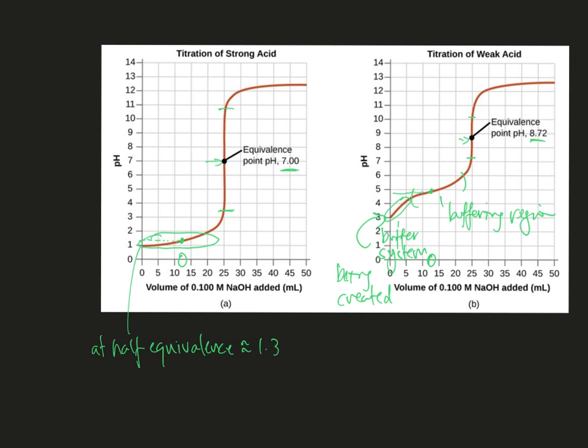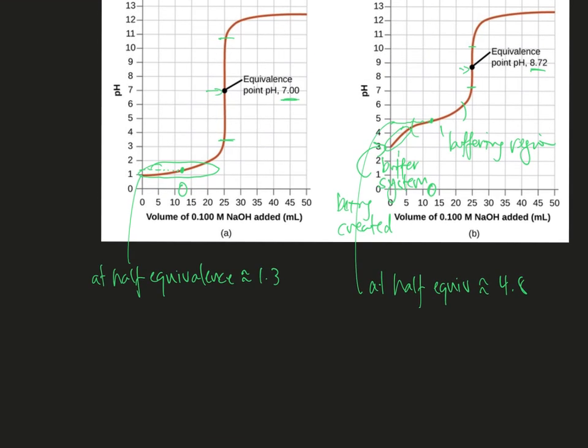For the weak acid, at half equivalence, it's approximately 4.8. This is important because the pH at half equivalence is equal to the pKa. So pH at half equivalence is equal to the pKa, which is specific to that acid. And this can be useful in calculation questions involving acid dissociation, but this is another topic.